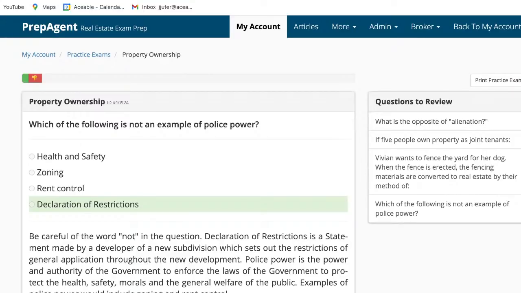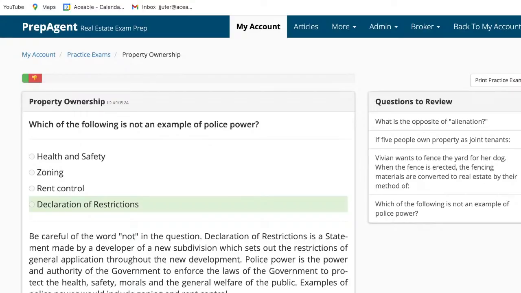Those are mandated laws by the area, by the state, or whatever it may be. Declaration of restrictions are done by individuals, usually by the developers who contract everything. So think of it this way. Rent control and zoning don't apply to just one property. And here's the way to remember it. Declaration of restrictions applies differently to each property, each building, each condo complex, or whatever it may be. So obviously, the government couldn't put different rules for each individual property. That'd be way too much work for them.